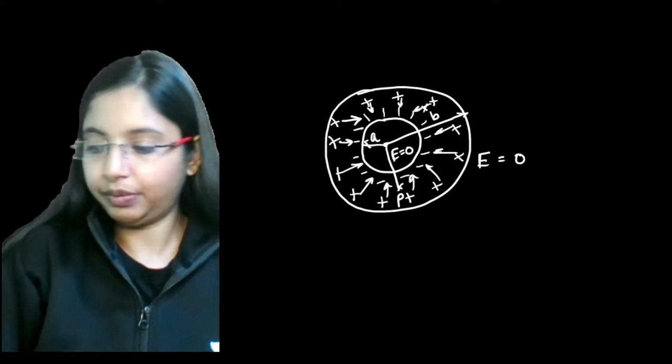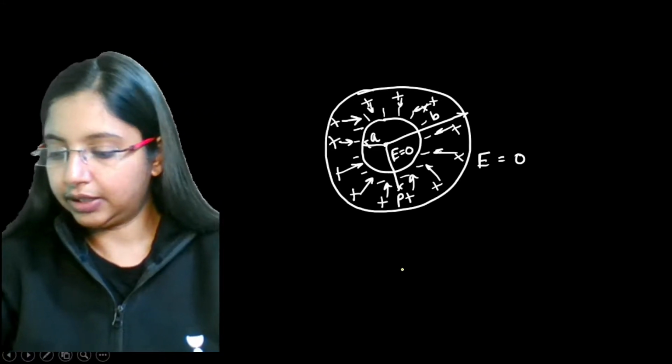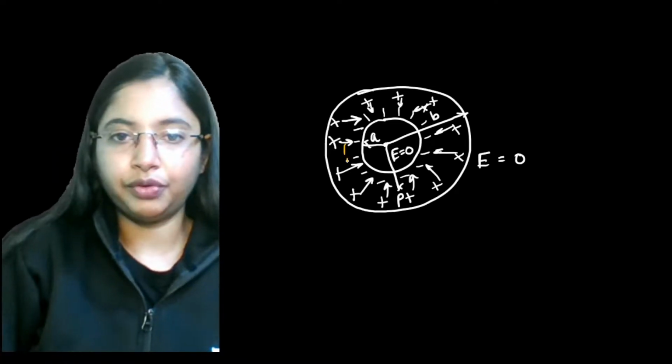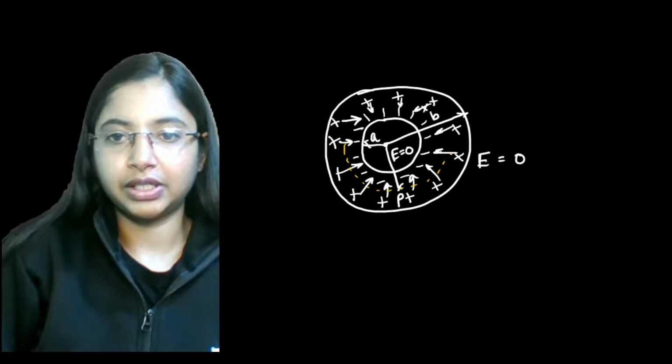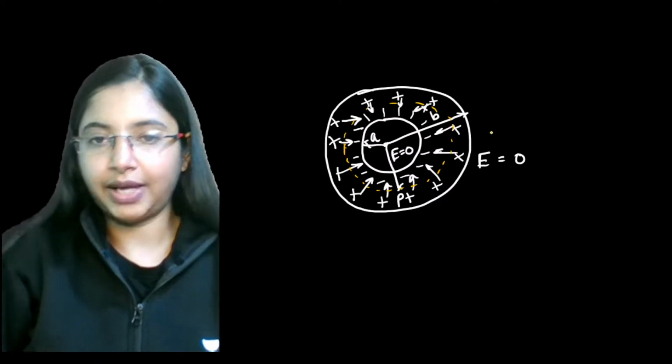to do that we have to make use of Gauss's law. For that we have to take a Gaussian surface. So it's an imaginary surface, right? And the Gaussian surface has a particular value also, right?